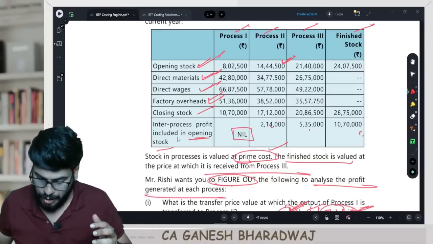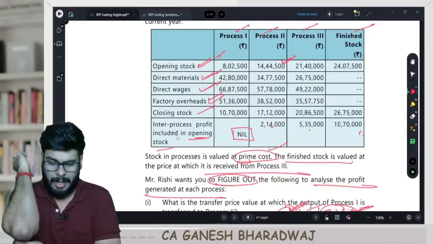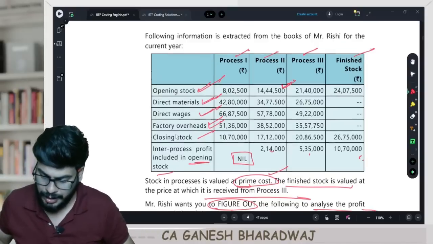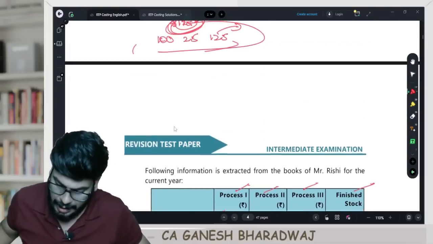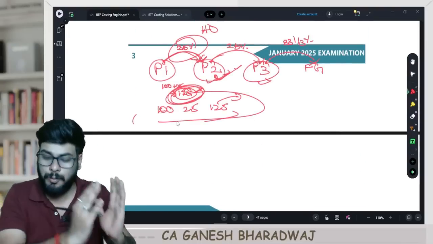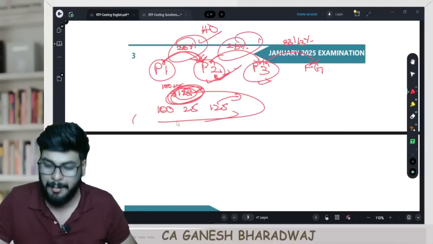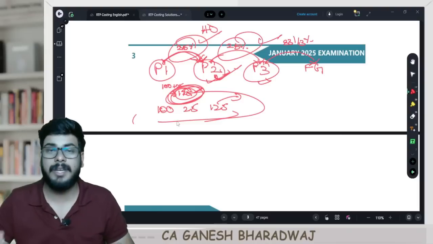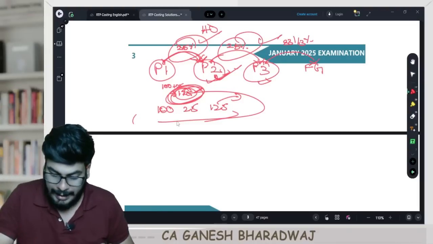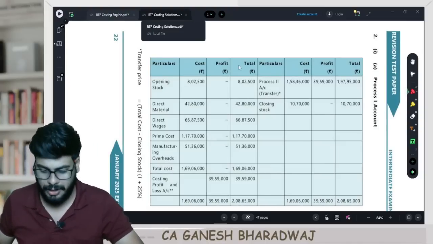Now, what we will do is, using these data, prepare these ledger accounts. And in this case, you need to understand that the output of process one is going to be transferred at a 25% markup. The same 25% markup applies for P2 to P3, and P3 to FG is at 33 1/3% of cost. Now, on that note, let us get started with the solution of the process one account.